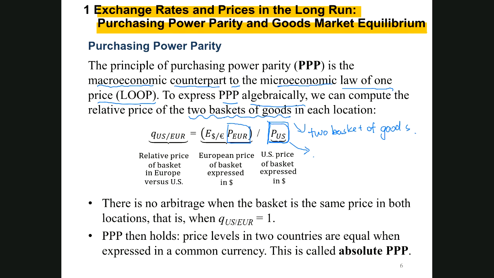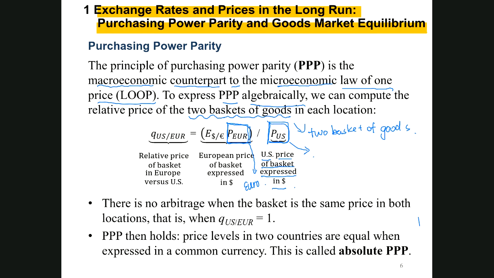Right? So here, the US price of the basket is expressed in dollars. Of course, the US goods are sold and bought in US dollars. Once again, for the goods in the basket in Europe, right now I'm looking at their prices, which are supposed to be labeled in euro.